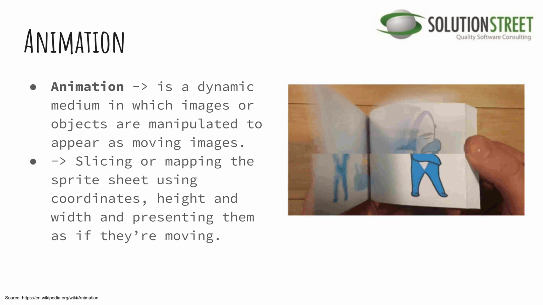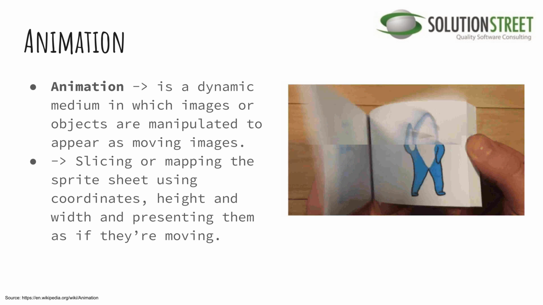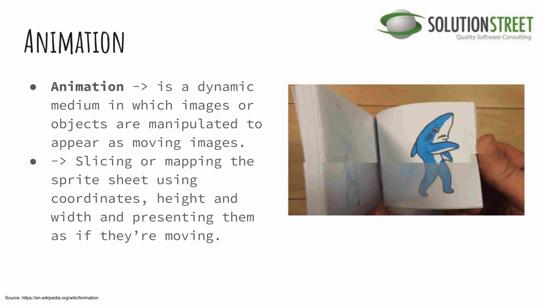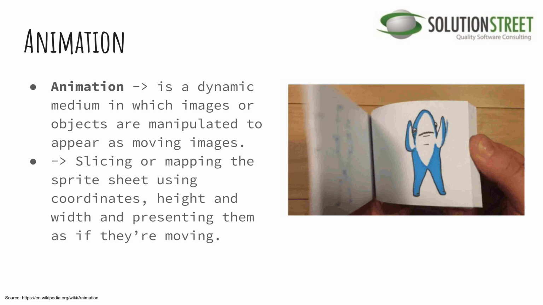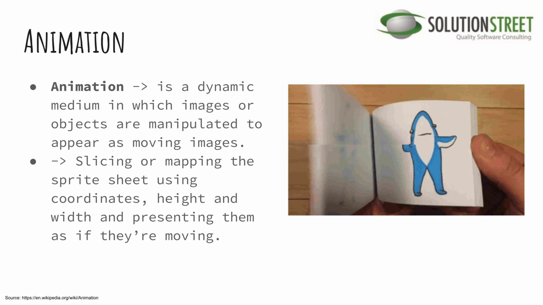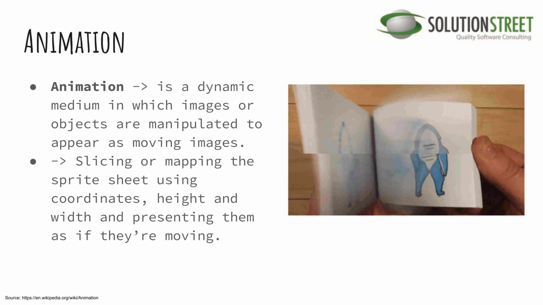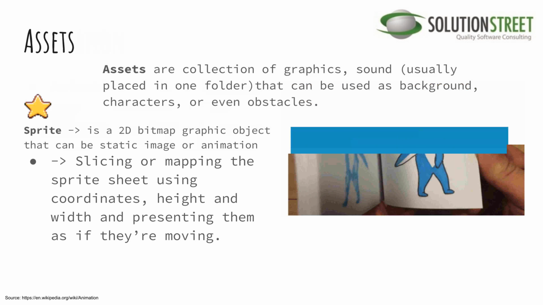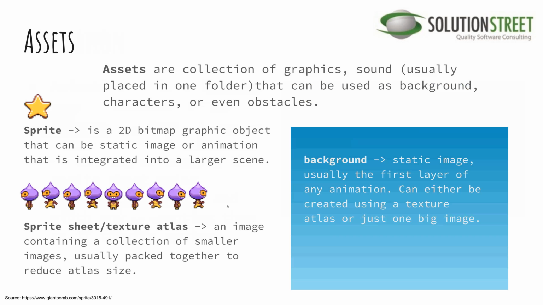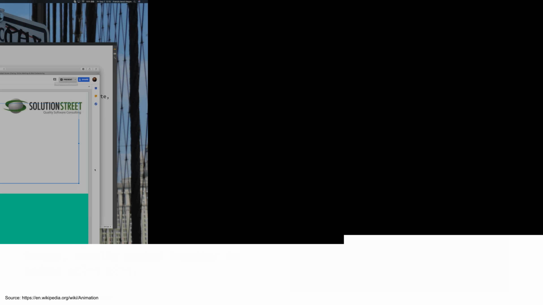Animation is a dynamic medium in which images or objects are manipulated to appear as moving images, like the flipbook right here. But in Phaser, in the animation world, animation means slicing or mapping the sprite sheet using coordinates, height and width, and representing them as if they're moving. So right here you can see the dude, but later on in the game, we'll be able to see how the dude will move. I have an example for animation, just to show you.